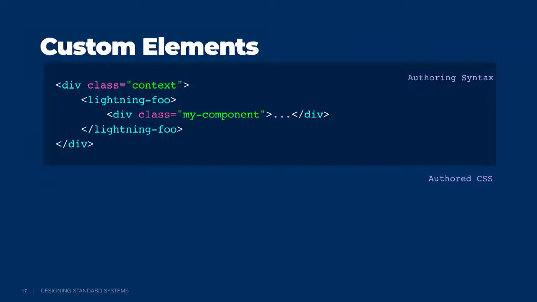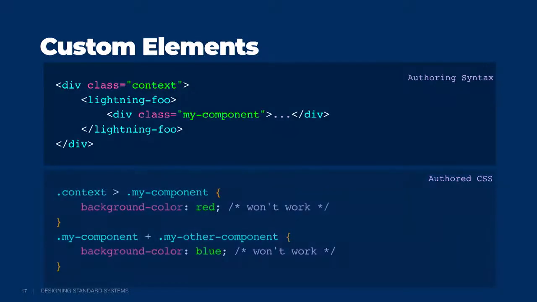Because it's a DOM layer between the div context and the div myComponent, we can no longer use things like child combinators, because that is not a direct child. There is now this DOM layer in between. And similarly, when we're targeting adjacent or general siblings, those will fail selector matching because you're inserting a custom element. However, you can use those kinds of selectors within the custom element where you own all the things. You just can't use it outwardly and expect it to match.